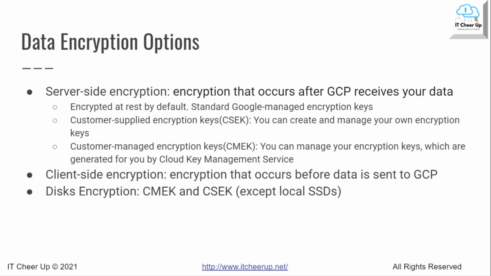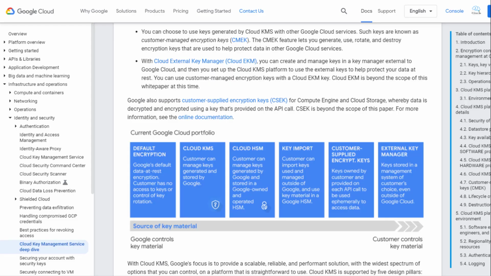Next one is data encryption options. Google Cloud supports server-side encryption. The encryption occurs after Google Cloud receives your data. The data is encrypted at rest by default. Besides the standard Google-managed encryption keys, there are two extra kinds of encryption keys: customer-supplied encryption keys, CSEK, and customer-managed encryption keys, CMEK.